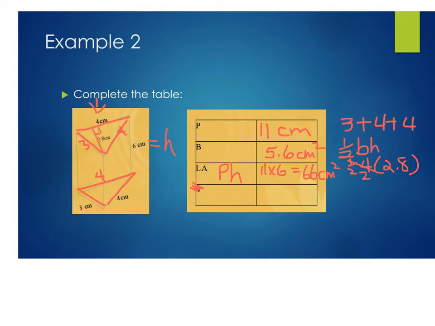And again, I'm going to change this V and put it as surface area, or total area. So I'm going to do 2 times the base area plus my lateral area that I calculated in the box above. I already did the base area, but I have 2 triangles. So 2 times 5.6 plus the lateral area, which was 66. And 2 times 5.6 is 11.2 plus 66, giving me a total surface area of 77.2 centimeters squared.